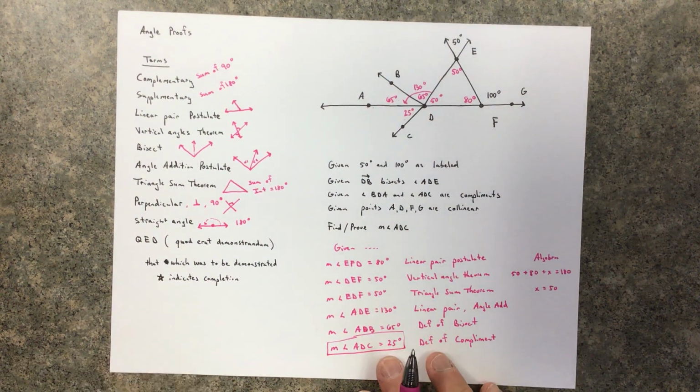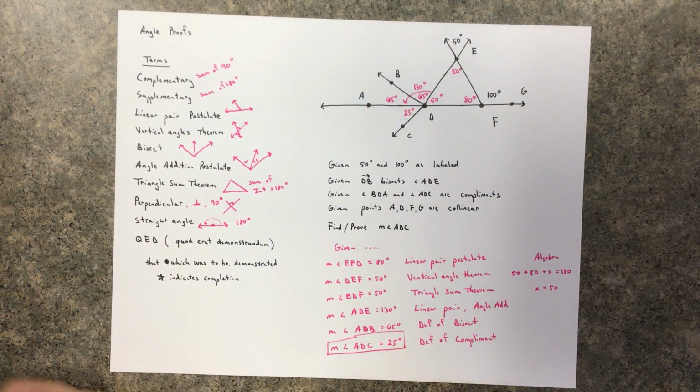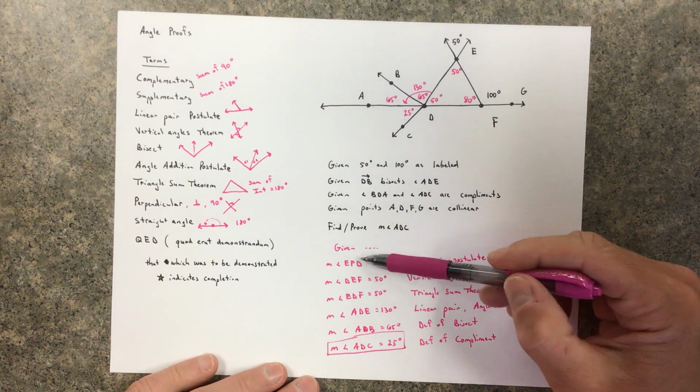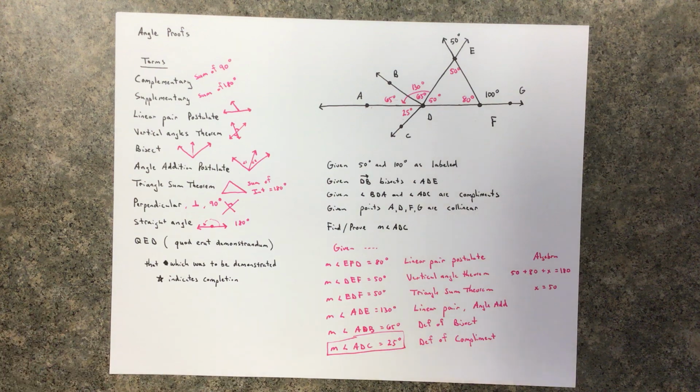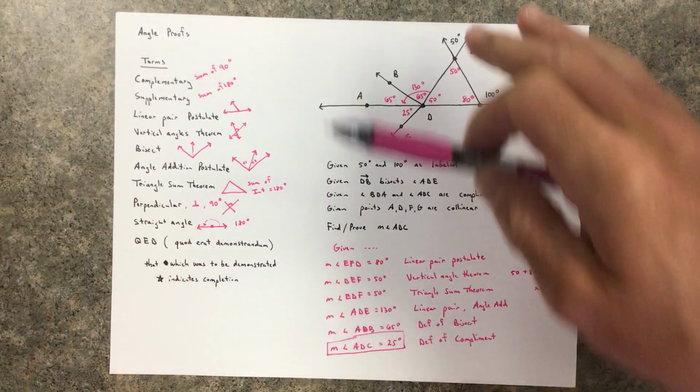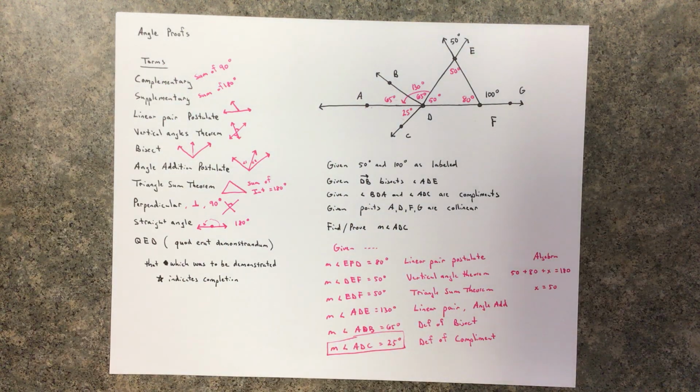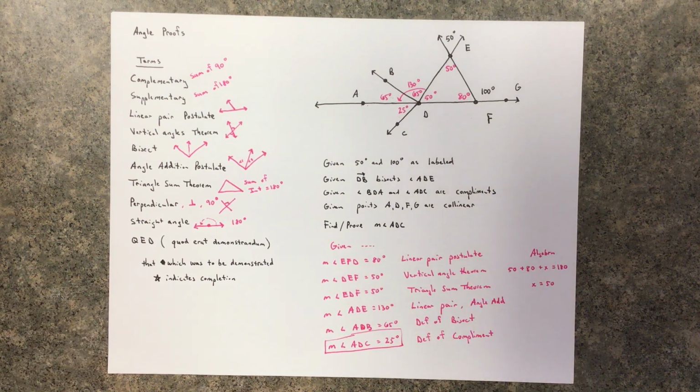Okay, this is probably a better example of a two-column proof, saying these things and then justifying them over here. I know my segment one was a little more sketchy in terms of where I had everything on the paper, but this should help you get started on angle proofs.